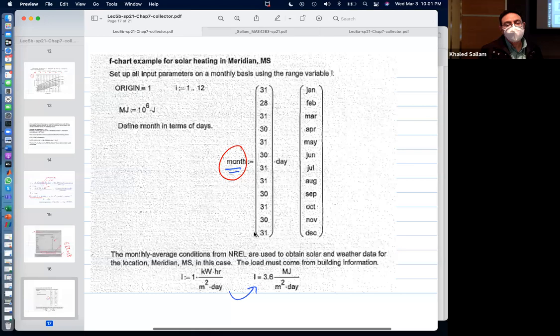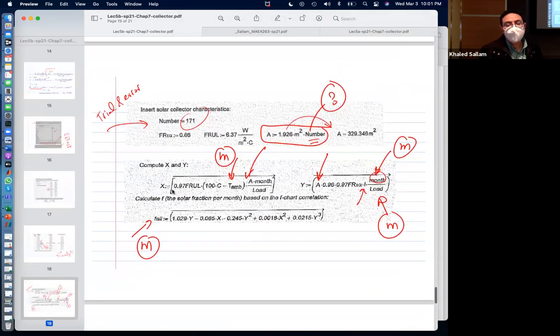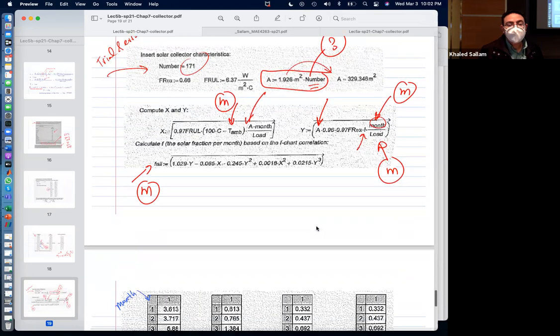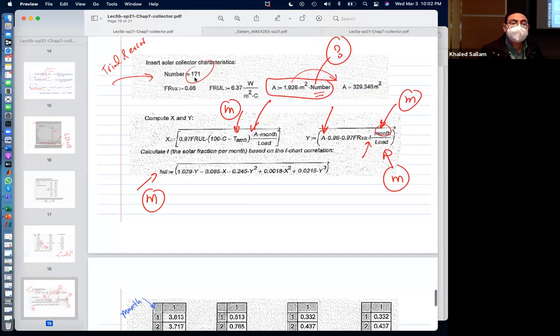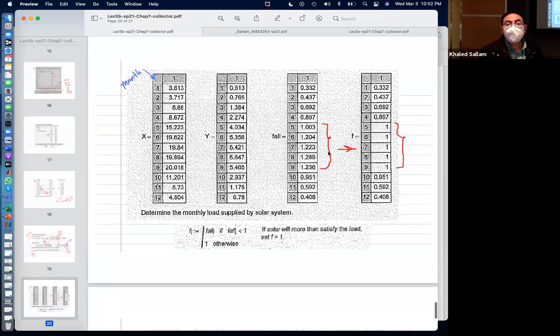Okay? So the bottom line is that he will calculate the X, calculate the Y, same formula that we use, and calculate the F from the equation. Okay? And this is the number of collectors. He has 171. And he will change this number until the total collected divided by the total load is 0.6.